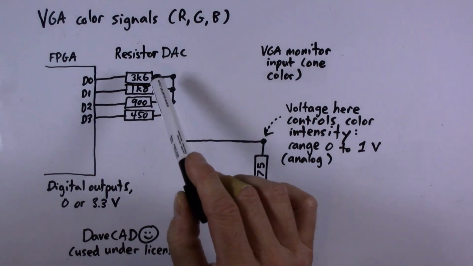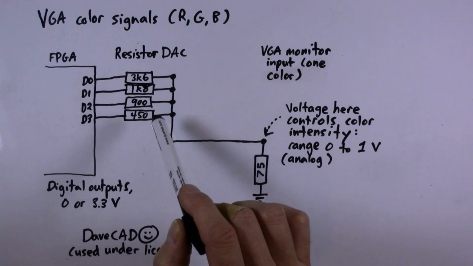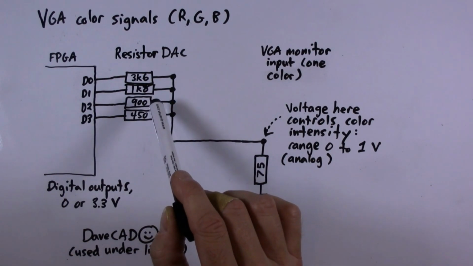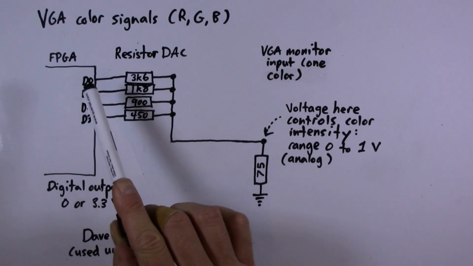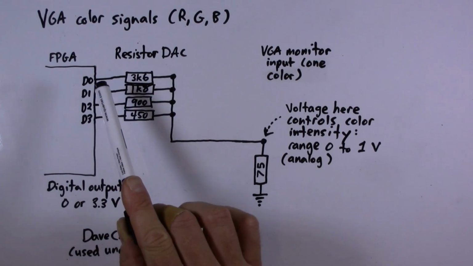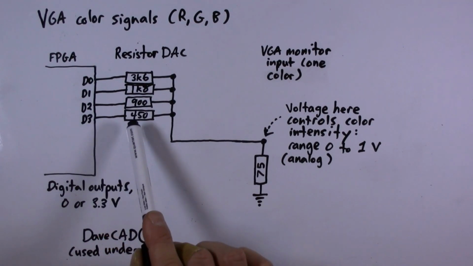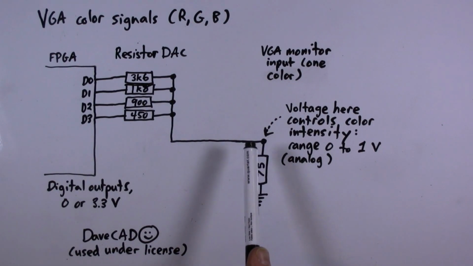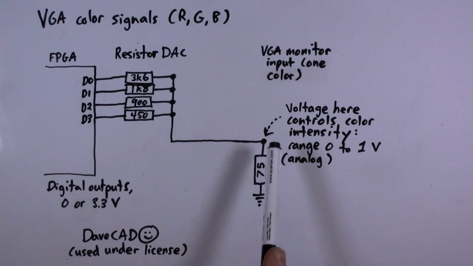And the idea is we have this series of resistors where each one is twice the resistance of the previous. So our lowest resistance here is 450, and then 900, and then 1800, and then 3600. And the least significant bit of the output signal from the FPGA goes to the largest resistor, and the most significant bit goes to the smallest resistor. And essentially this will combine the voltages so that we get a relatively linear series of voltages at the input point here in the VGA monitor input.